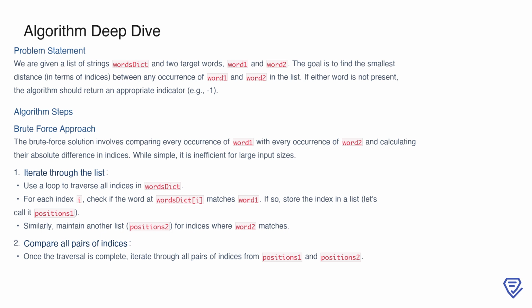However, while this method is straightforward, its inefficiency for large inputs makes it less practical for real-world scenarios, as it involves nested loops to compare all possible pairs.